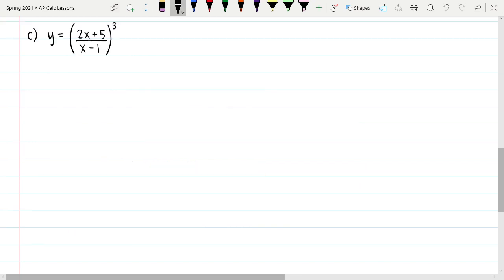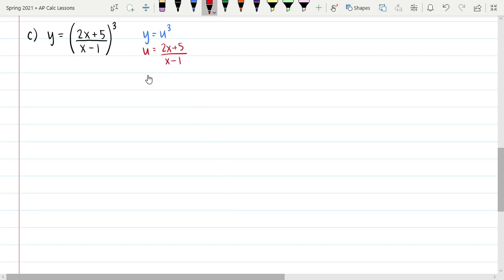All right, last example. So here we have y equals the quantity 2x plus 5 over x minus 1, all to the third power. Now this is slightly different from the previous example. In the previous example, we overall had a quotient, and then within the quotient, we needed to use the chain rule. This time is a little bit different. What I'm hoping you recognize is that this function here is actually first and foremost a composite function. This is really y equals u to the third, where u is 2x plus 5 over x minus 1.